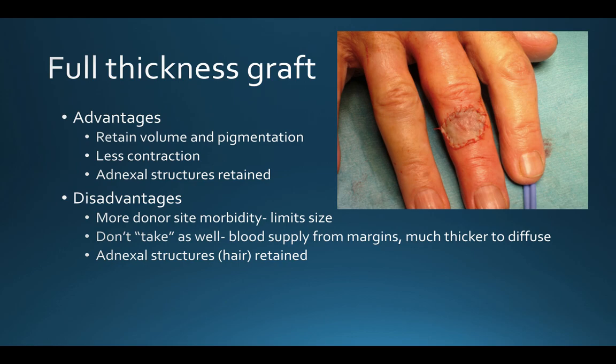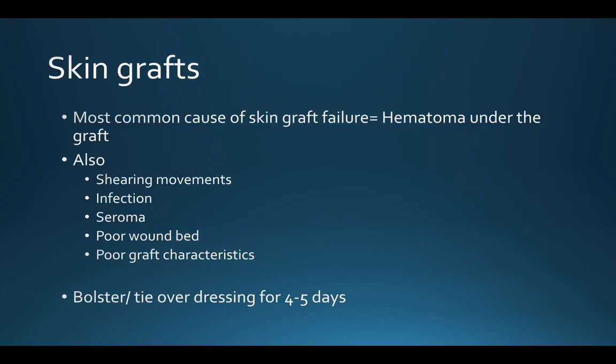And then, it also can be a disadvantage to have the hair or the adnexal structures retained. If you're trying to graft somewhere that doesn't naturally have hair and they're going to have hair growing there, that could be weird. Most common cause of skin graft failure is a hematoma under the graft.